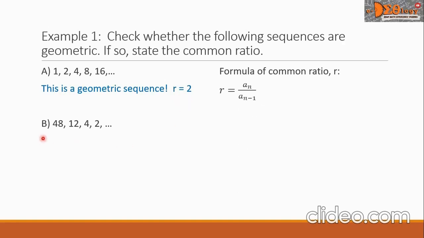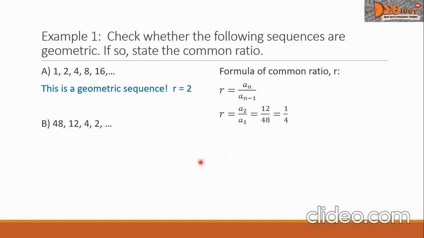Let us have example B. The first term is 48, second term is 12, third term is 4, fourth term is 2. Let us take the first pair, r equals a sub 2 over a sub 1. That is 12 over 48. Simplifying this fraction, we have 1 over 4.